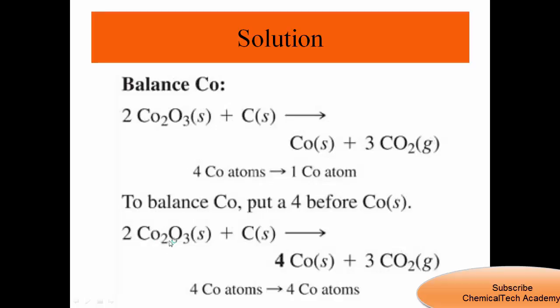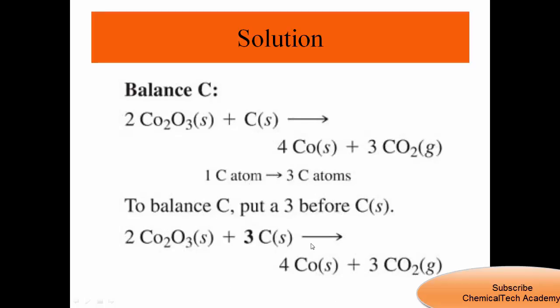So we have 2 Co2O3 plus C. It gives us 4 Co plus 3 CO2. So now, as you see here, we have 4 Co and 4 Co on left and right side of the equation. So then we need to balance C. So far we have this equation.